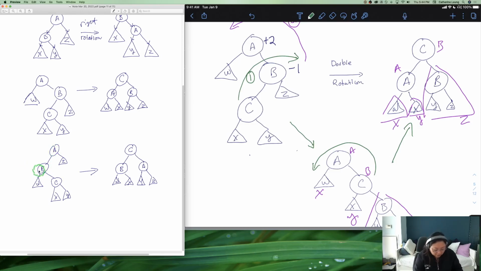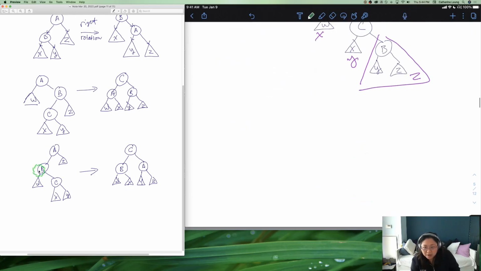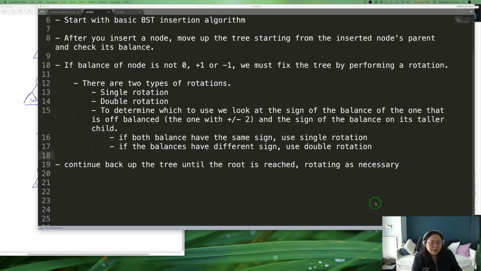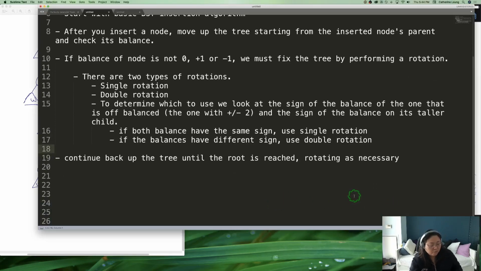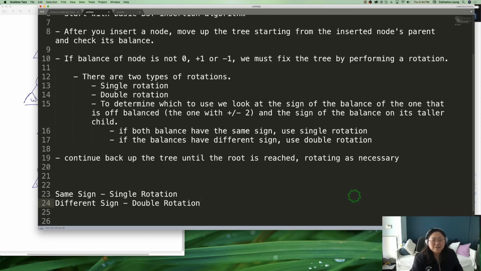So what it comes down to is simply this, and this is the important takeaway: which rotations do you do? Here's a mnemonic to help you remember. Same sign, single rotation. Different sign, double rotation. That's sort of the key.